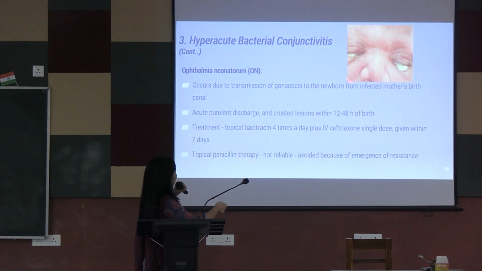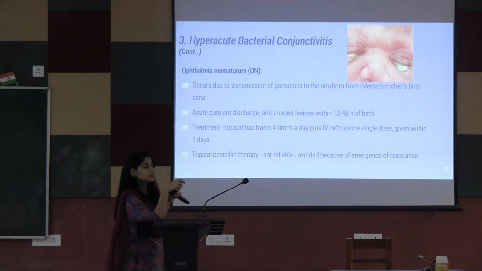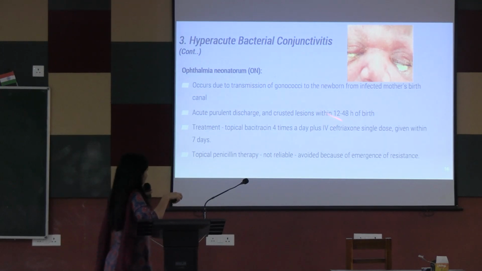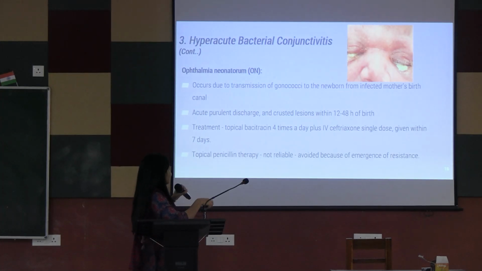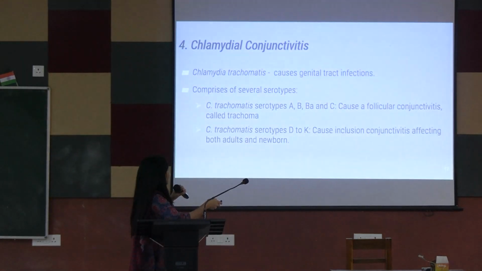Then this is ophthalmia neonatorum. Can you see this? It is due to transmission of gonococci to the newborn from the infected mother's birth canal. Occurs within about 2 days of the birth. Here you can give topical bacitracin or parenteral ceftriaxone.